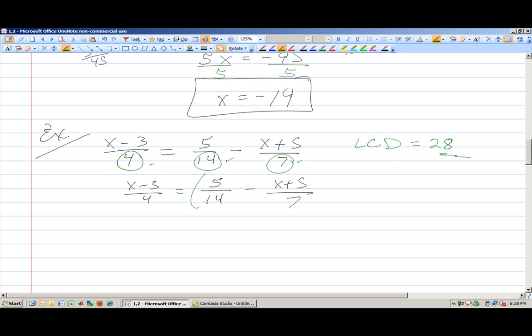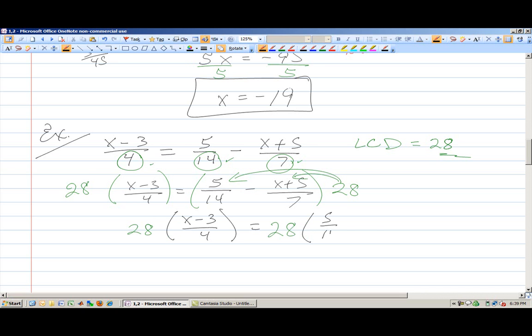And I'm going to multiply both sides by the LCD. Wait, not the word LCD, but by 28. I'm going to distribute that 28 across. And I'll get 28 times x minus 3 over 4 equals 28 times 5 over 14 minus 28 times x plus 5 over 7.